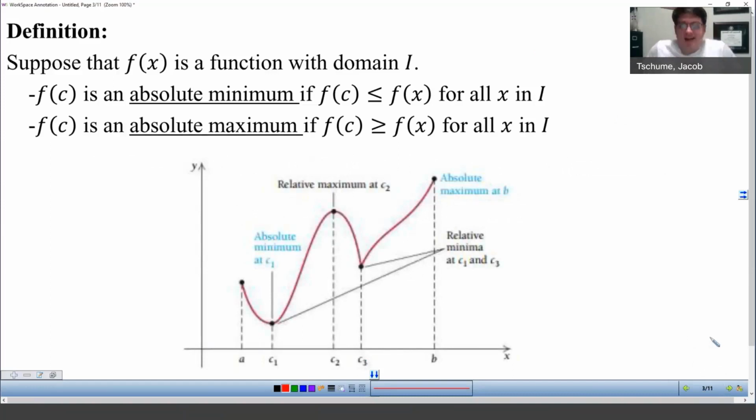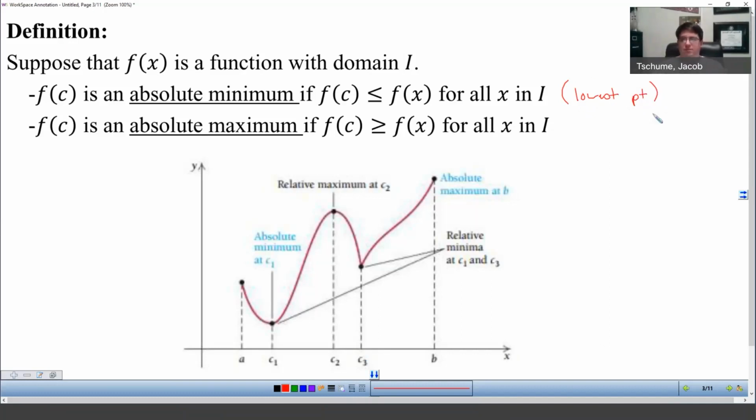So let's talk about this idea. Let's suppose you have f of x, which is a function defined over a domain I. Then what we can say is that f of c, and remember c is your critical value we've talked about, f of c will be an absolute minimum if f of c is always less than or equal to f of x for all x in I. That's the mathematical definition. In layman's terms, it will be an absolute min if it is the lowest point on your graph, which makes sense. An absolute min has to be the lowest point.